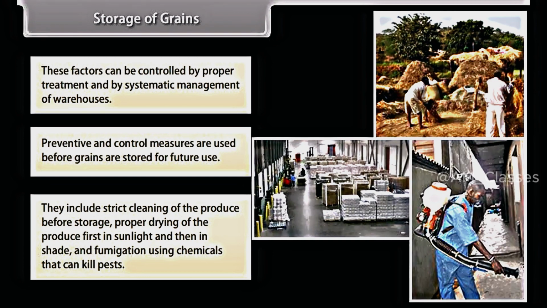They include strict cleaning of the produce before storage, proper drying of the produce first in sunlight and then in shade, and fumigation using chemicals that can kill pests.